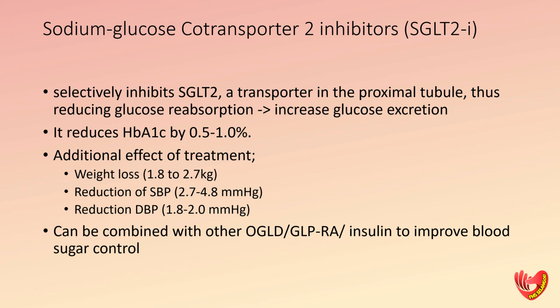Additional effects of treatment include weight loss, 1.8 to 2.7 kilograms. Reduction of SBP, 2.7 to 4.8 mmHg. Reduction of DBP, 1.8 to 2.0 mmHg. It can be combined with other OGLD, GLP-1 receptor agonist or insulin to improve blood sugar control.